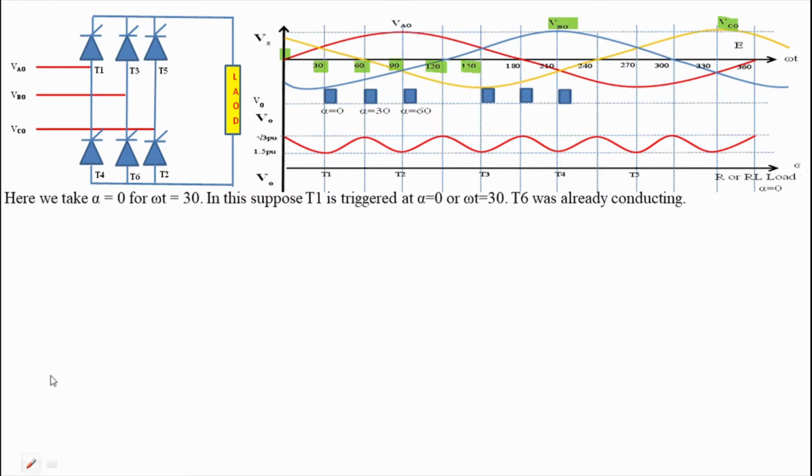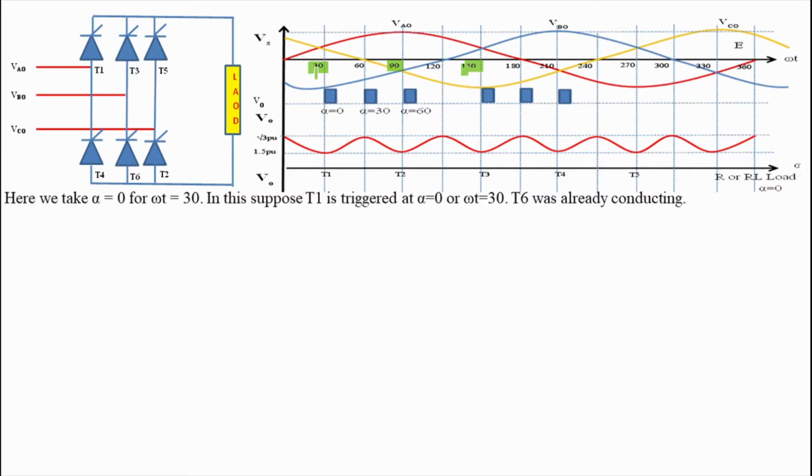So we will trigger the thyristors at omega t equal to 30, omega t equal to 90, omega t equal to 150 degree, and so on. So now the question arises, which thyristor we have to trigger?